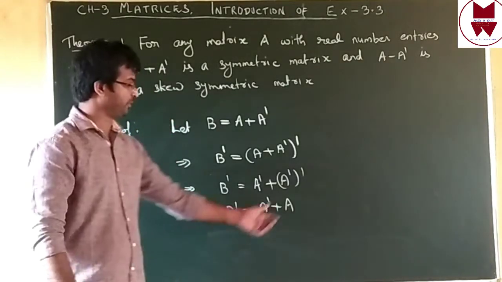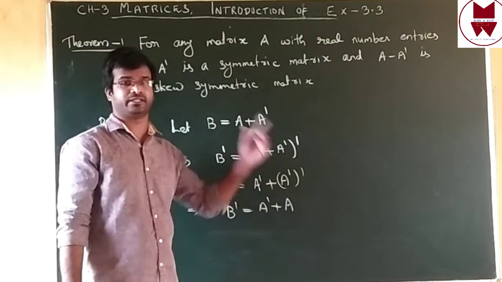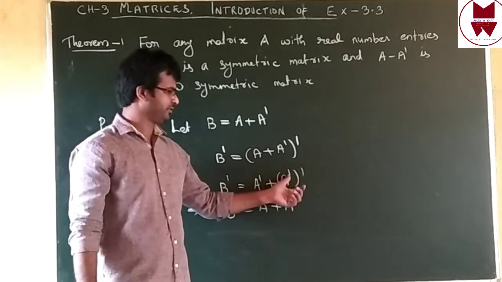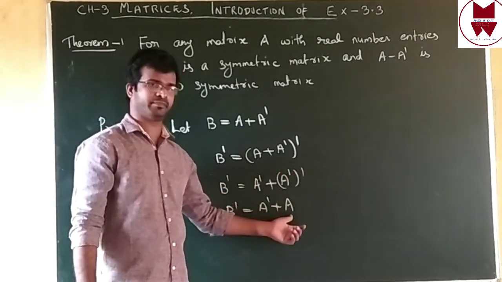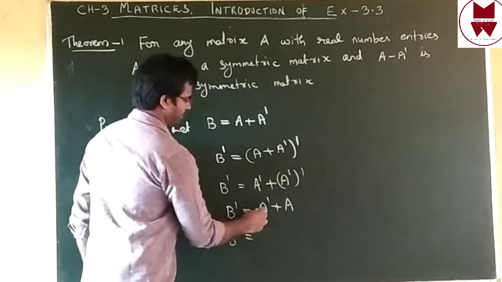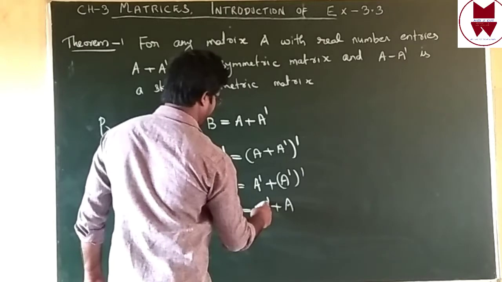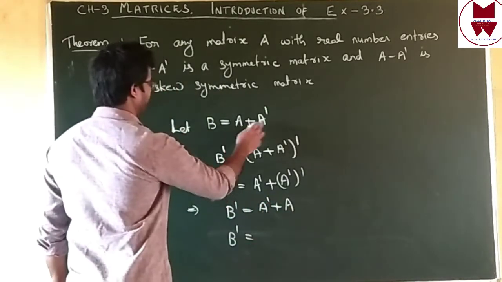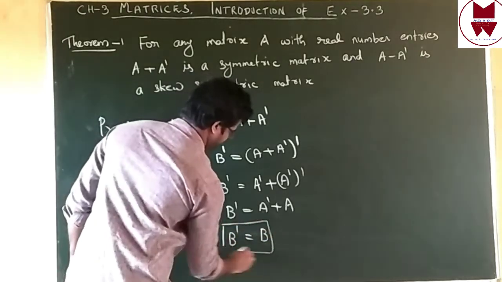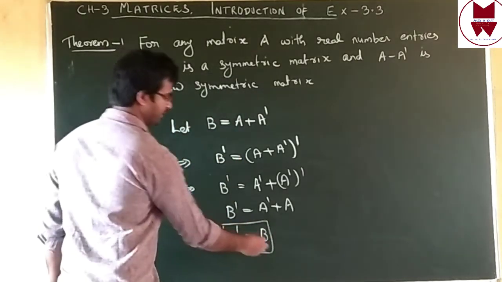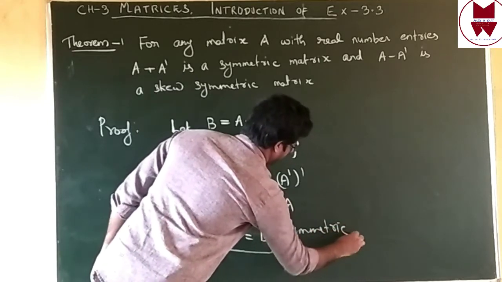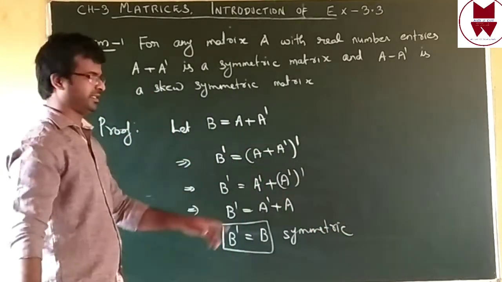Now we have studied in the properties of transpose, I think the first property, that A transpose, all transpose, will give the same A. Then it equals A transpose plus A. A transpose plus A is B. So this is symmetric. That means B is symmetric.